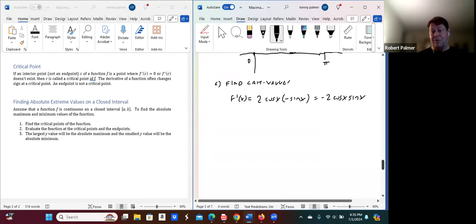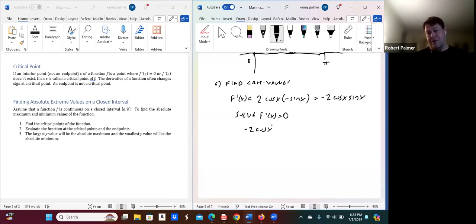Now we want to find where that's equal to 0. So I want to solve f prime of x equals 0. I hope you remember solving trigonometric equations in trig class. That's what we're doing. So we have negative 2 cosine of x times the sine of x equals 0. The first thing I'm going to do is divide both sides by negative 2. We can do that, it's a constant, and it makes everything simpler. That gives us cosine of x times the sine of x equals 0.